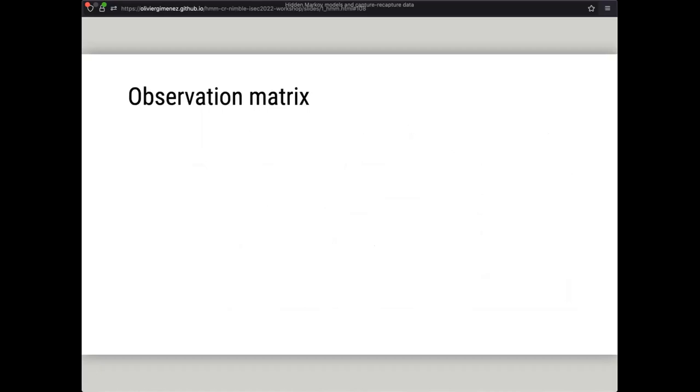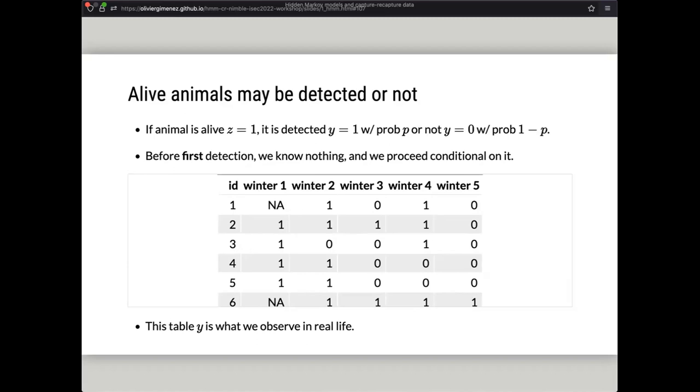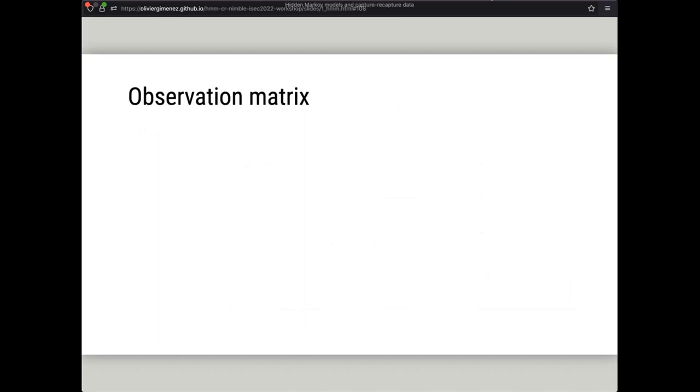These are the observations, the detections and non-detections. So if you are alive, you're detected, a one, with probability p, or you're not detected, a zero, with probability one minus p, right? So the detection probability appears now. And we'll need another table or matrix to link the states to the observations. So the Z to the Y. So the alive and dead to the non-detected and detected. That's what we do with the observation matrix. So we pack everything, the observation probabilities, the p's, in an observation matrix called big omega, that one.